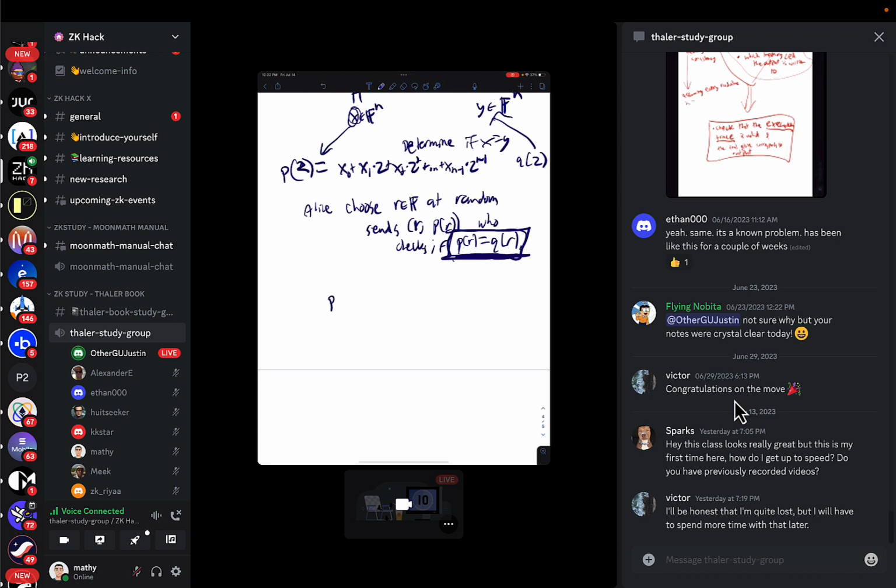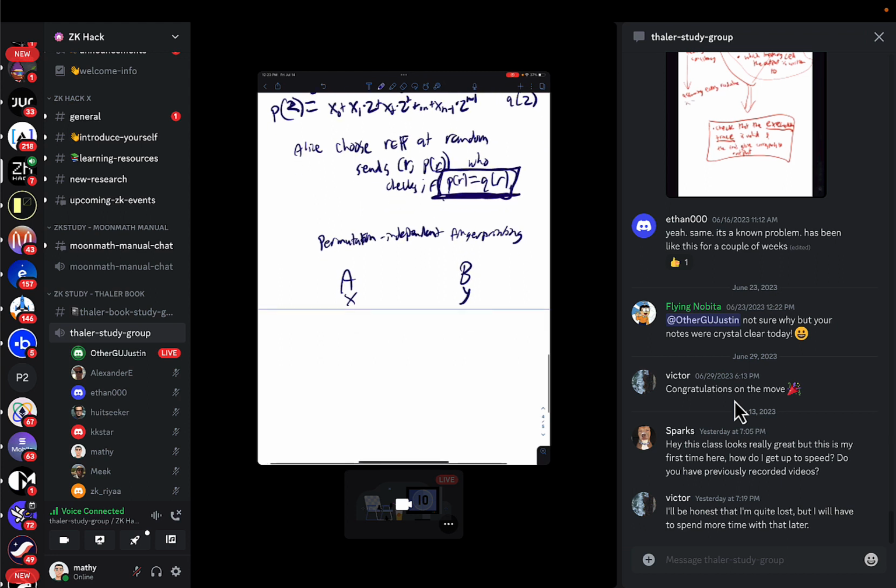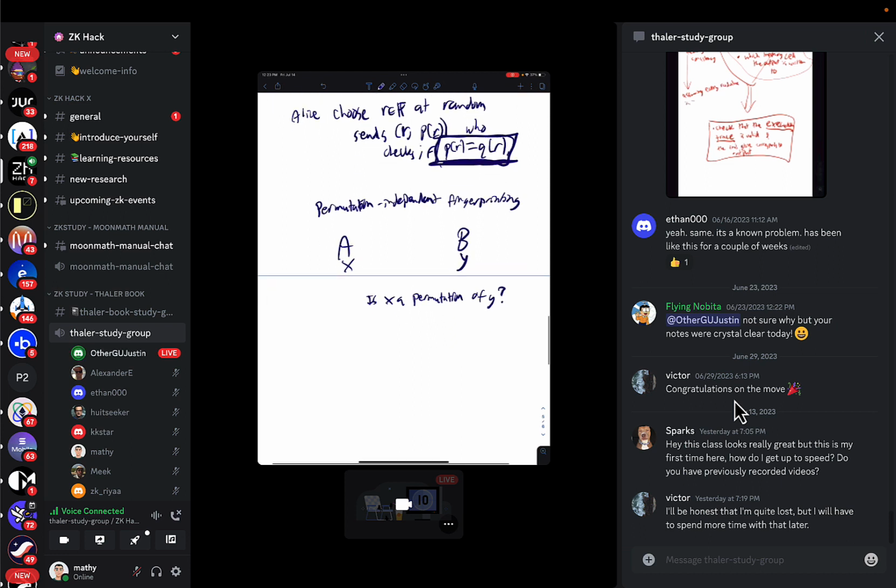Okay, and then the other kind of fingerprinting we actually saw in ARIA. I call it permutation independent fingerprinting. Here, Alice and Bob don't want to determine whether X and Y are the same vector, but whether X is a permutation of Y. So, do X and Y have the same entries up to ordering? Okay. Any questions about that definition?